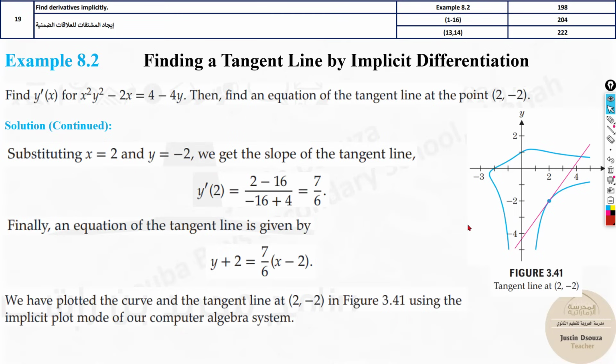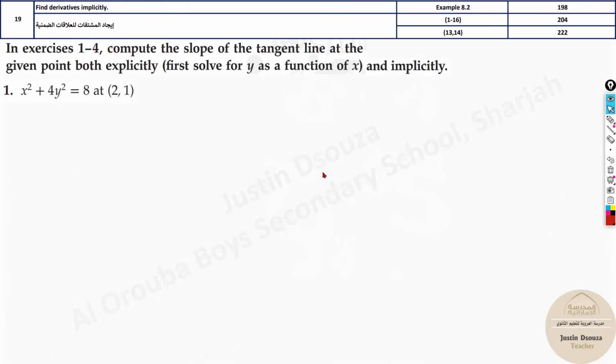The graph is not required. The graph won't be given. This is just for your extra understanding. It's not possible for us to draw the accurate graph of this, so it's just for understanding. Now here in this problem, they have told us to find the derivative explicitly and implicitly. That means we have to do both.